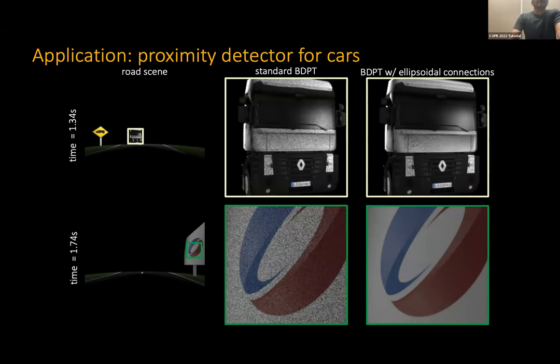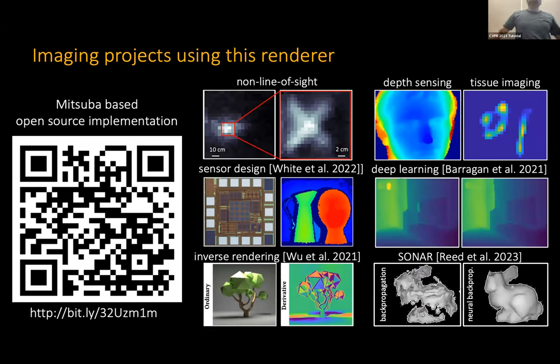Okay, sounds good. We open sourced this time of flight renderer. It's on the internet if any of you wants to play with it. After we made it open source, it was used for multiple applications, including non-line of sight imaging, depth sensing, tissue imaging, and sensor design. People who were building time of flight sensors used our simulator. Obviously, for deep learning, you want to generate a lot of data. With these non-conventional sensors, generating huge datasets is hard, so you can use the simulators to generate large datasets. People used it for inverse rendering and also for sonar, something that we did not anticipate. Even though we built it for light, sonar measurements are also time of flight measurements, so people also use it for sonar imaging.